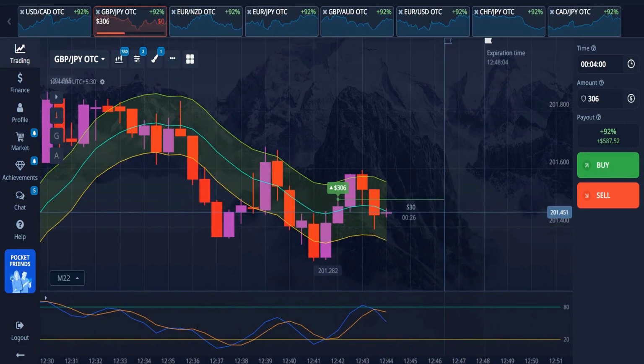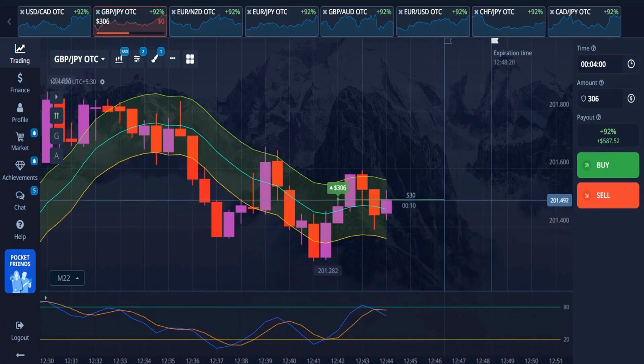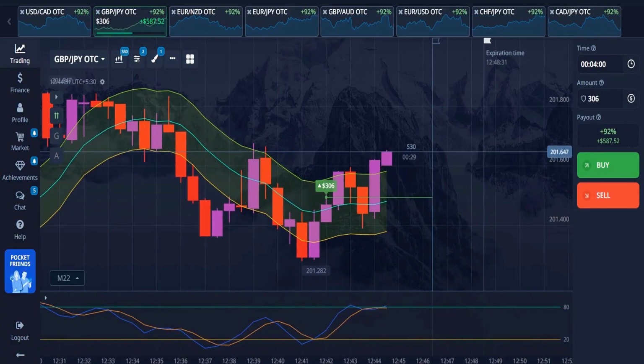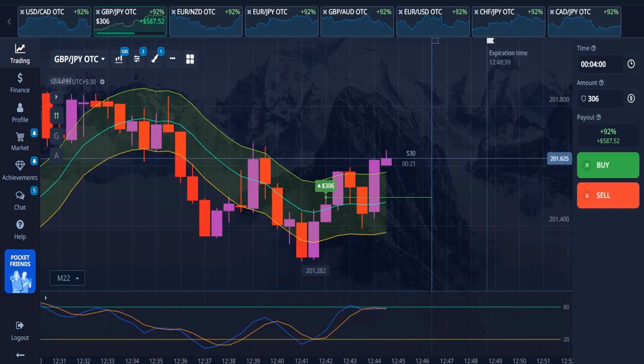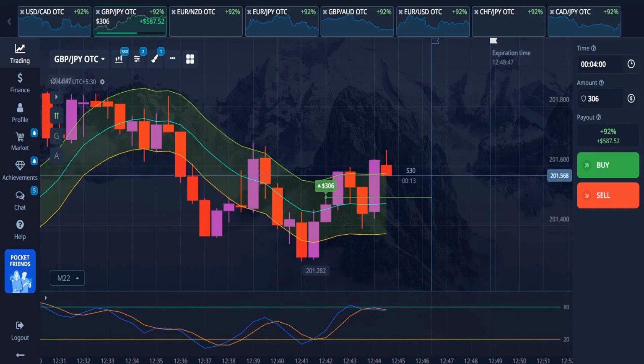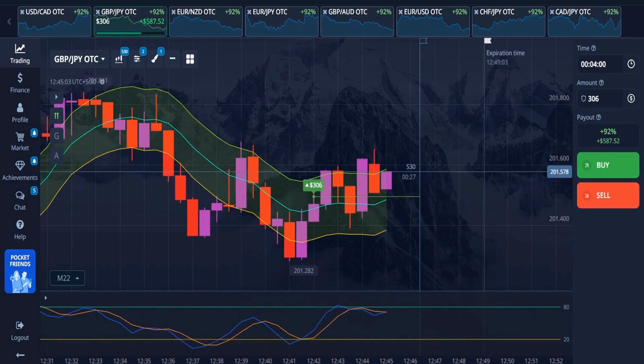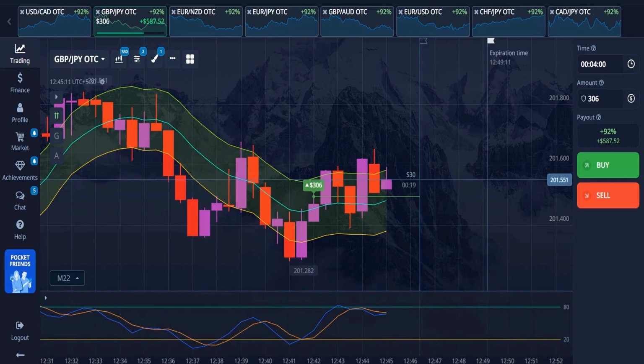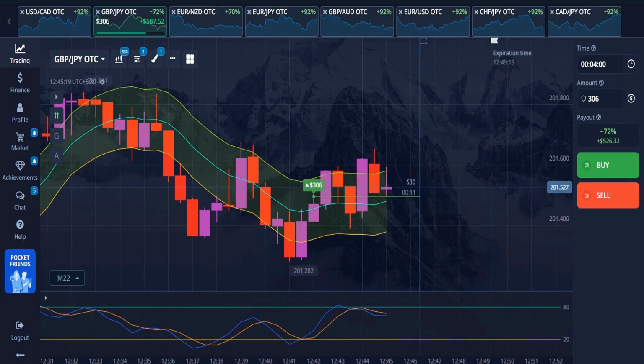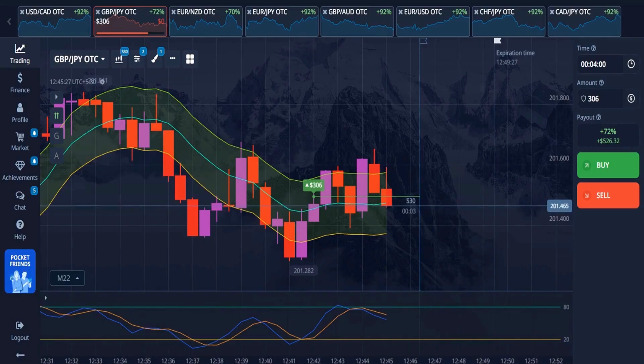Then, I looked at the stochastic oscillator below the chart. You can clearly see that the blue and orange lines crossed each other right near the 20 level. This means the asset is oversold and might soon go up. And most importantly, right after the crossover, a bullish candle, pink, appeared. That gave me the final confirmation I needed.